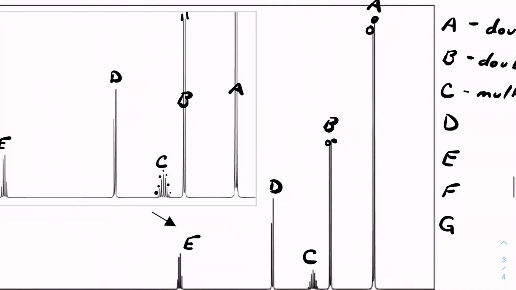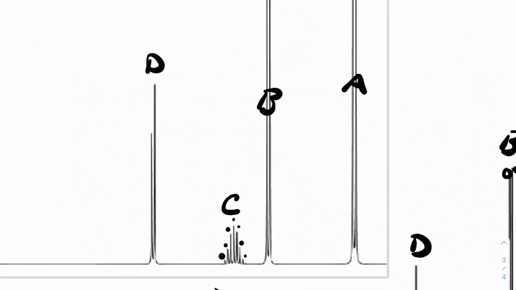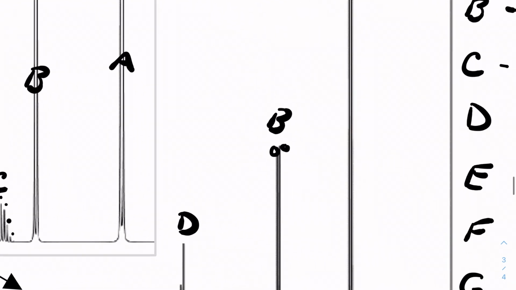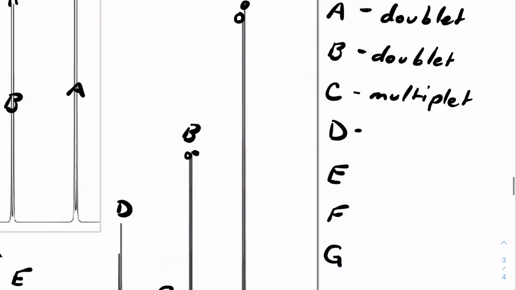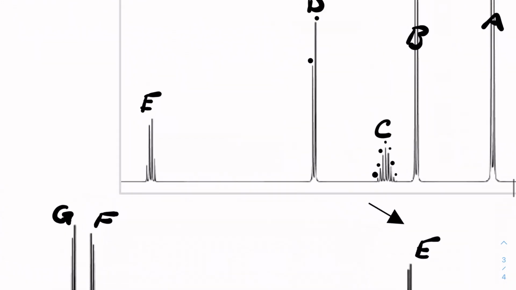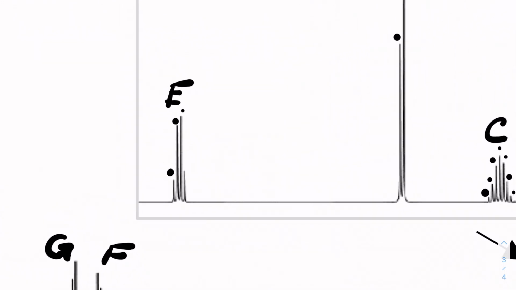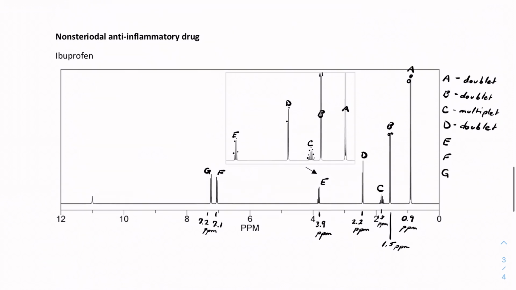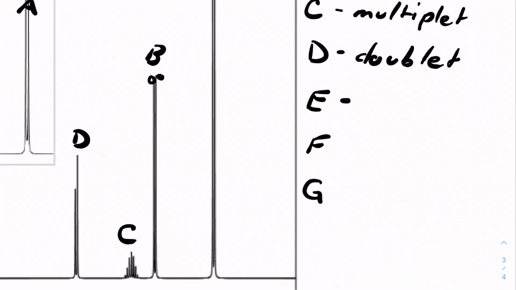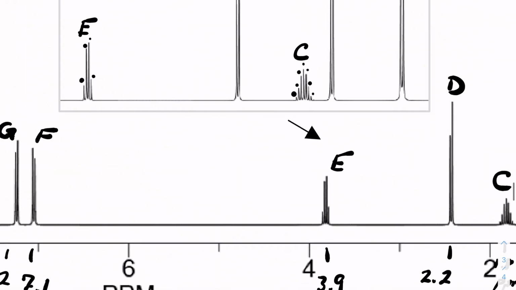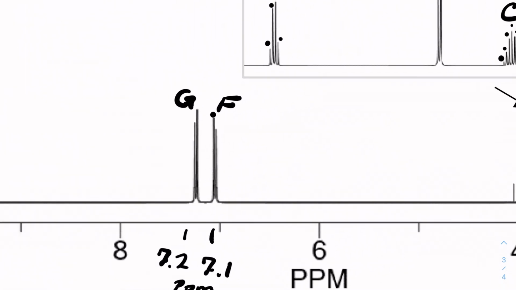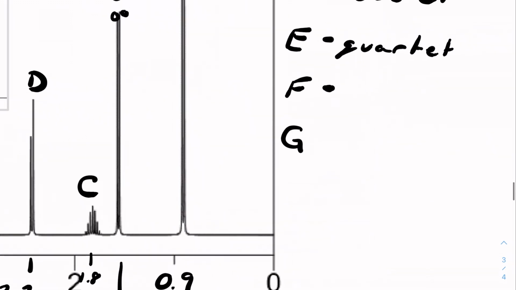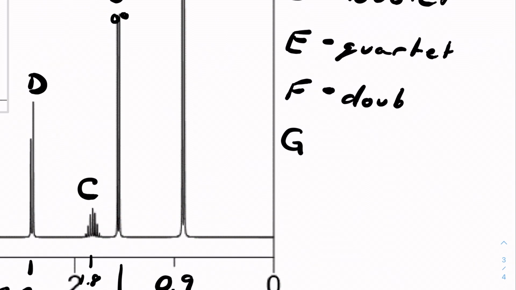So that's what we have for C, and then we can move on down to D, and D is a little bit simpler. We can see we've got, again, just 2 main peaks, so we can call that another doublet. And then for E, we've got 1, 2, 3, 4, so we can call that a quartet. For F, looks like we've got 2 again, and same for G. Those are both doublets.